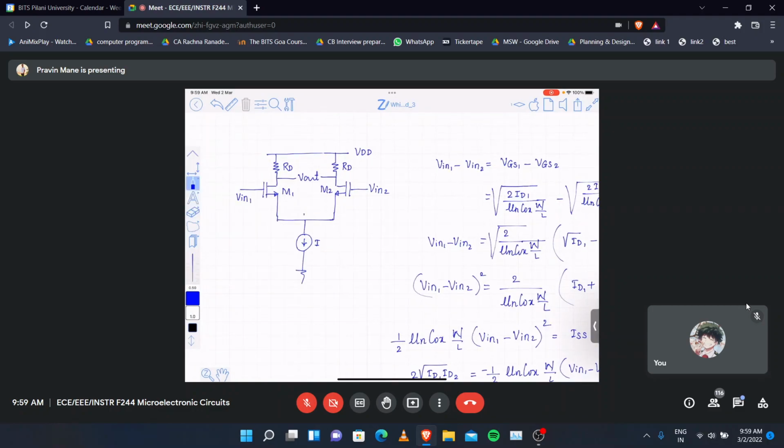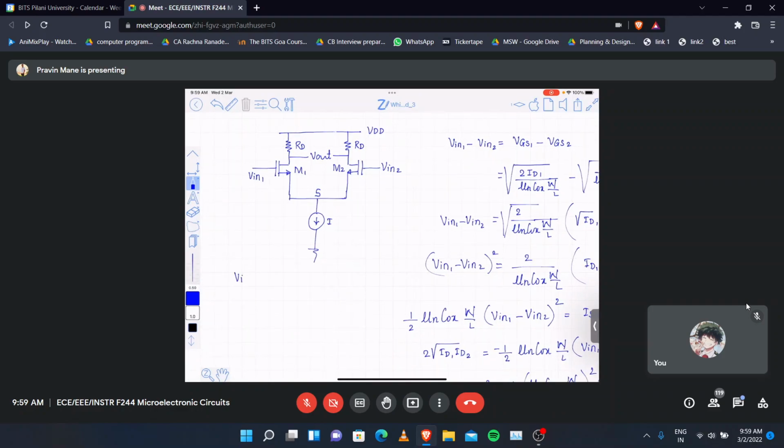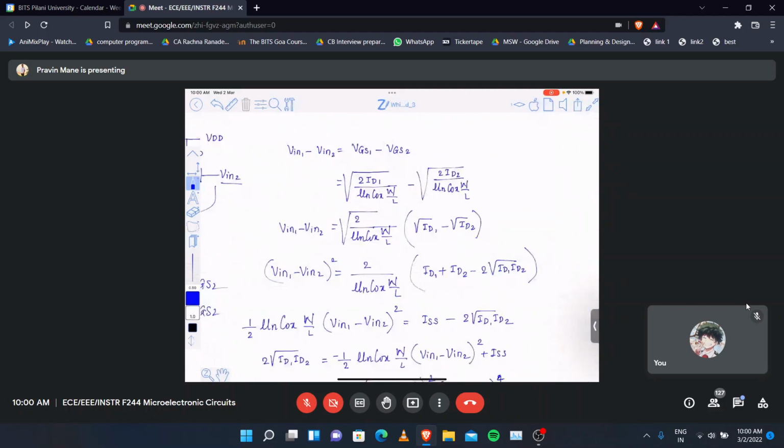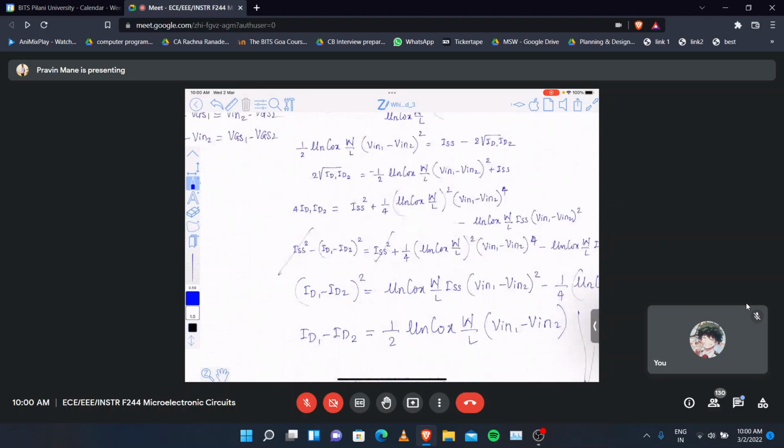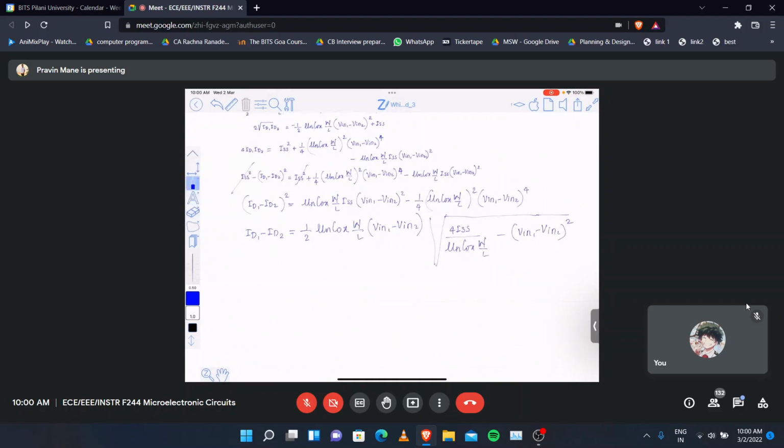In this case, if I consider this point as S, then Vin1 minus VGS1 is equal to Vin2 minus VGS2. From this, you can write Vin1 minus Vin2 is equal to VGS1 minus VGS2. And then we substituted VGS1 from the current equation here, and we got this particular equation. So this derivation we have done last time.